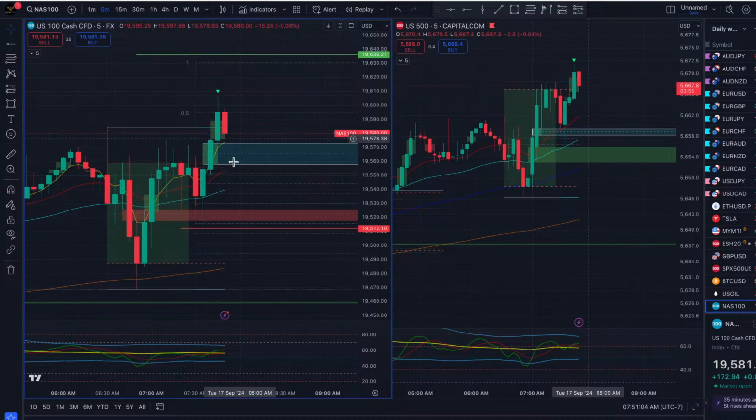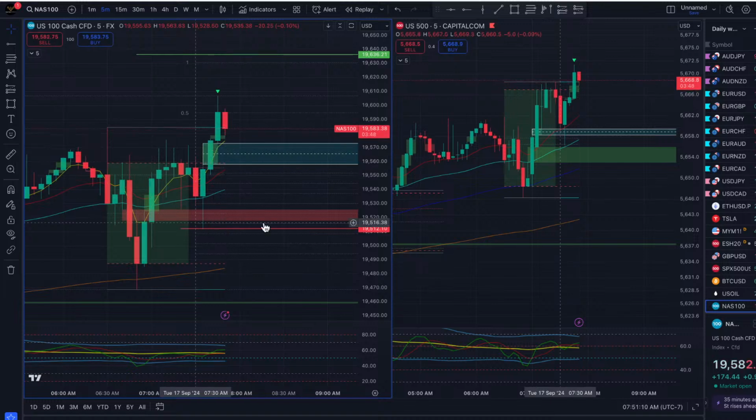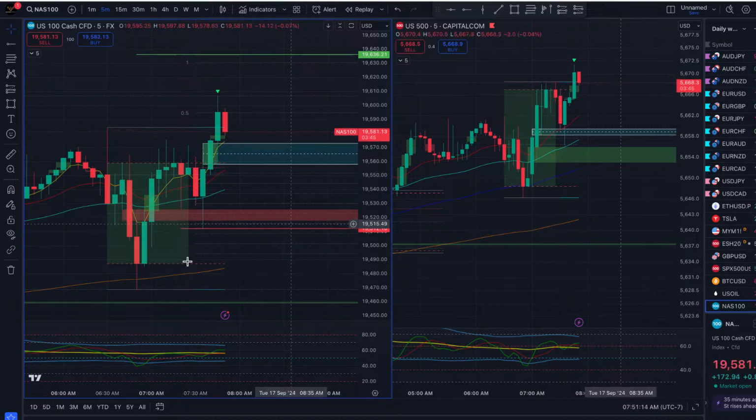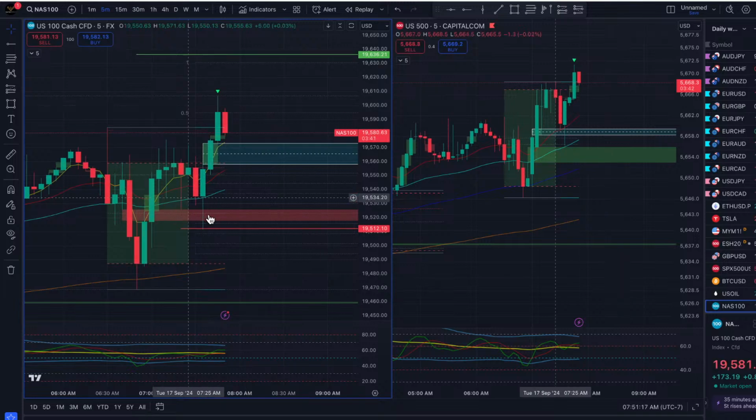I want to see it bounce off the midpoint, consequent encroachment, touch this 20, maybe wick it. And we want to stay above here. If we're bullish, it should not need to come back down here. We've already taken out these lows. We've bounced off the New York fair value gap. So whatever we're going to see should happen right here.